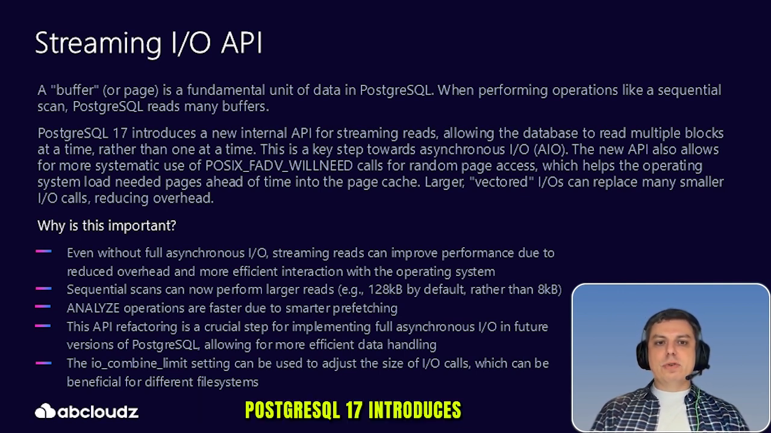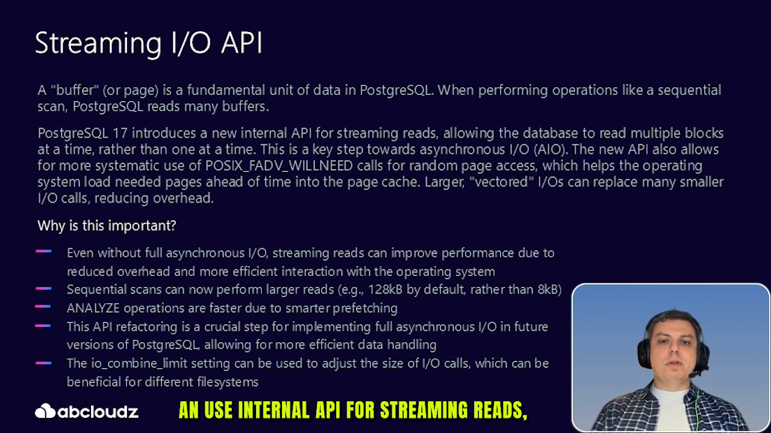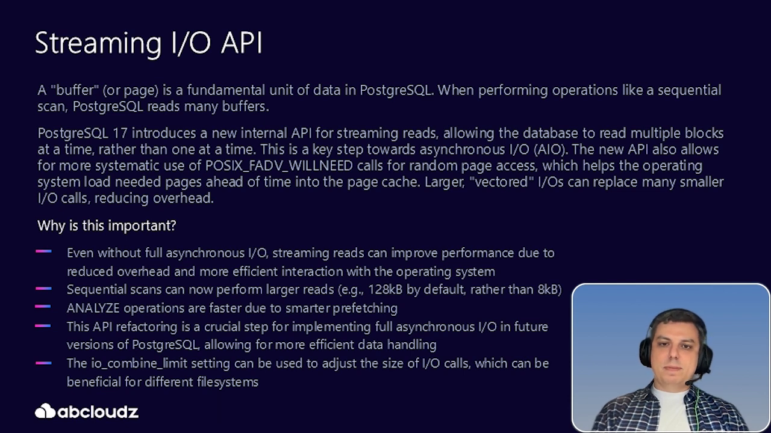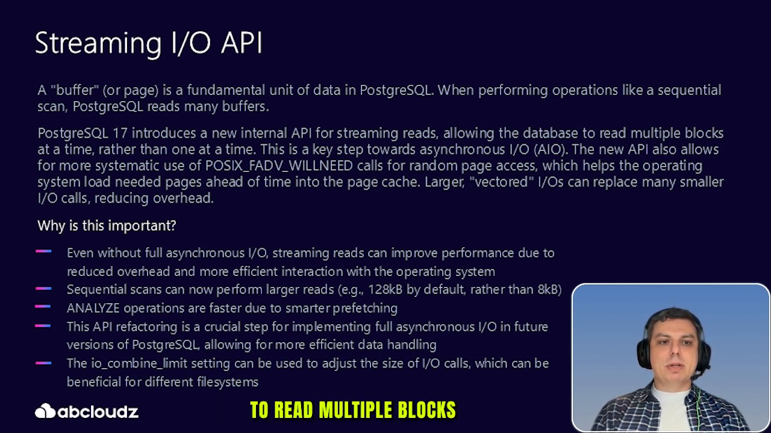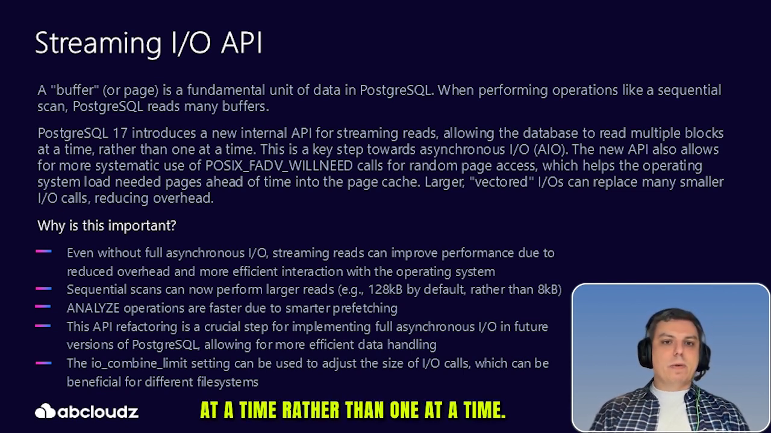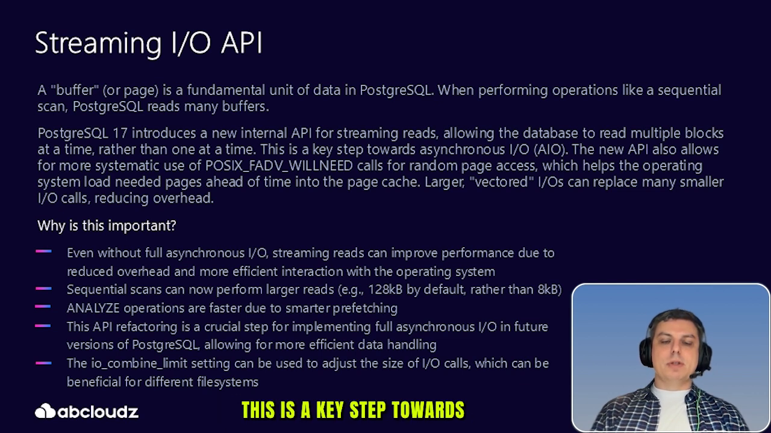PostgreSQL 17 introduces a new internal API for streaming reads, allowing the database to read multiple blocks at a time, rather than one at a time. This is a key step towards asynchronous I/O, or so-called AIO.